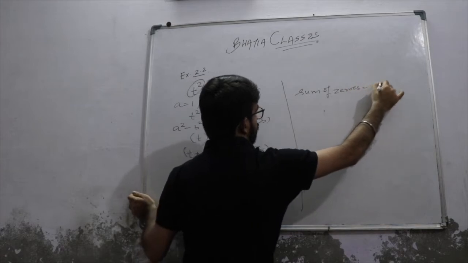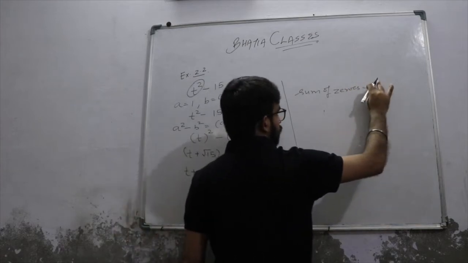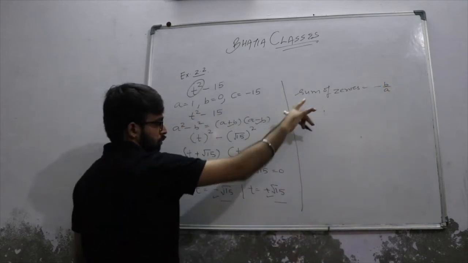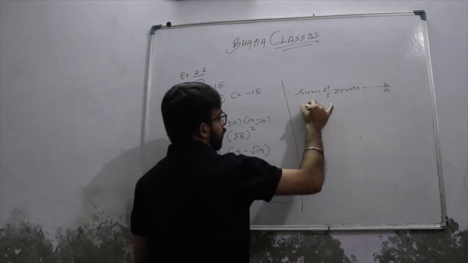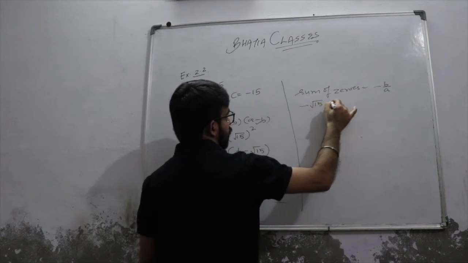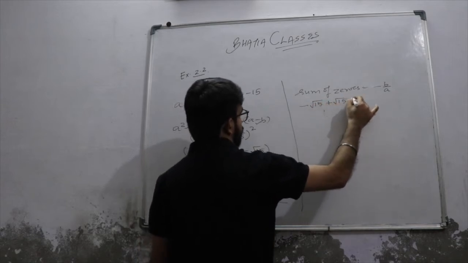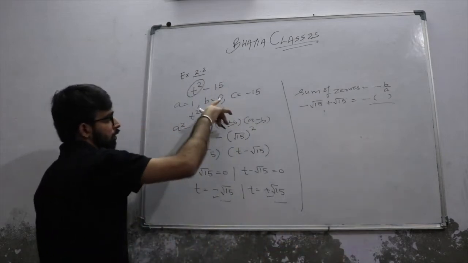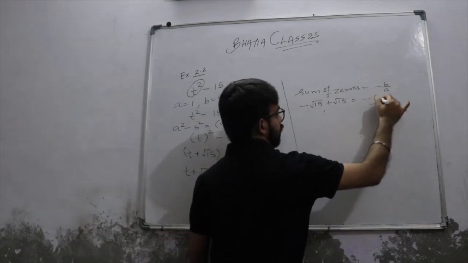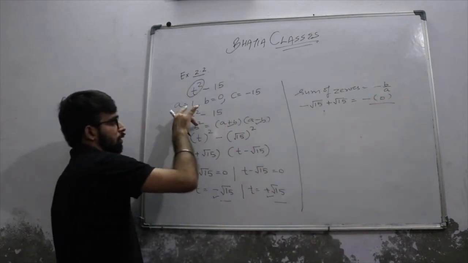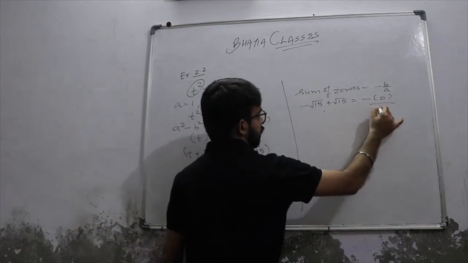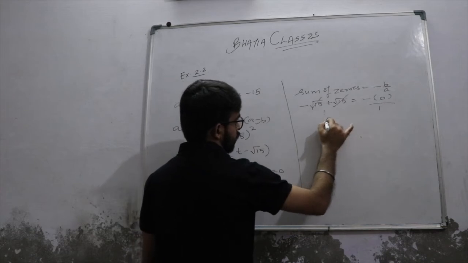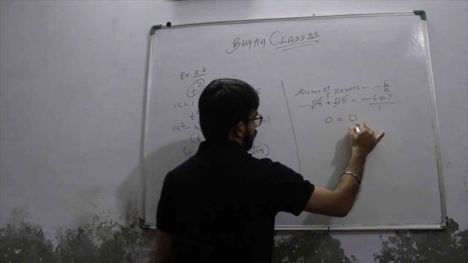Sum of zeros is equal to minus B by A. For the sum, you have to add them. Minus root 15 plus root 15 is equal to minus B by A. What is the value of B? That is 0. A is 1. This can be cut out because of the minus and plus. You got 0 is equal to 0.